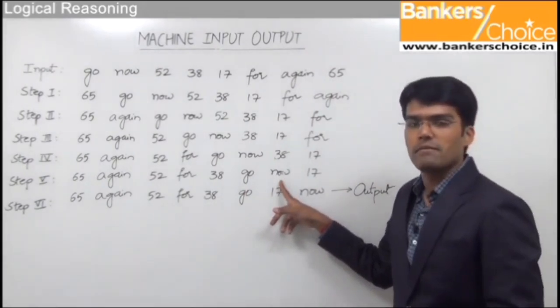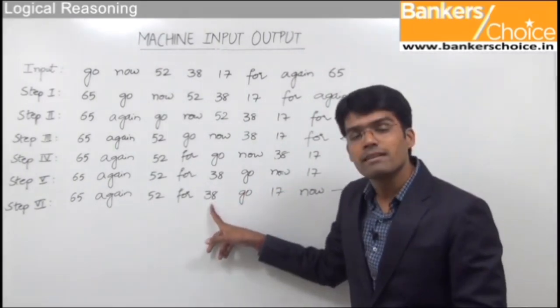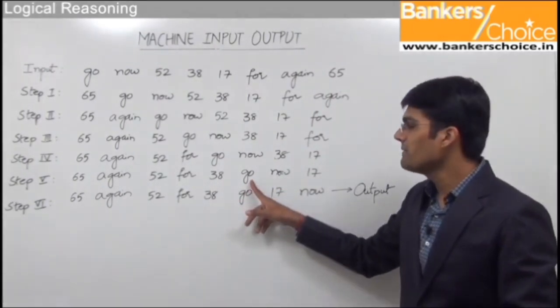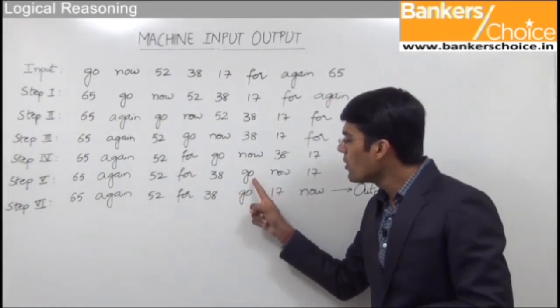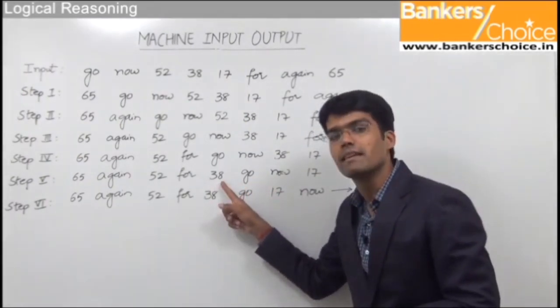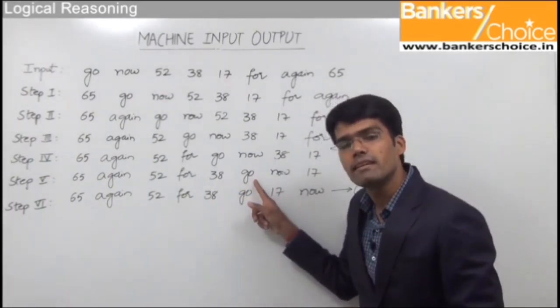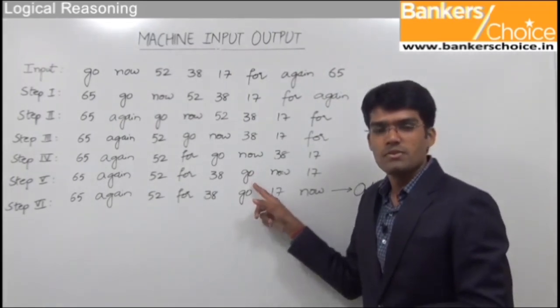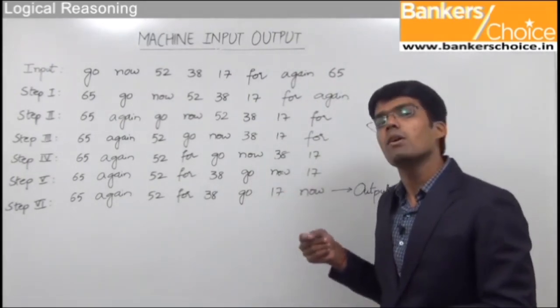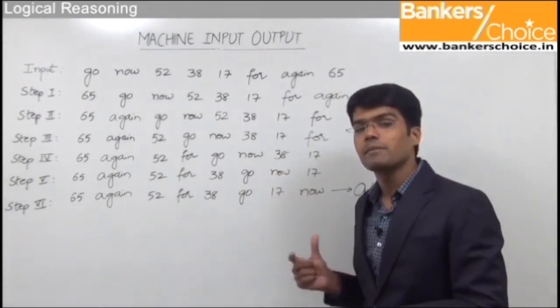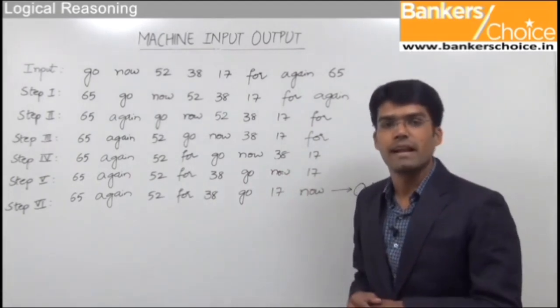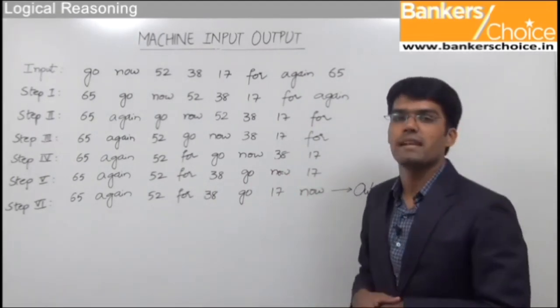As we are following the alphabetical order, the word which should come after 38 should be go. And if we observe in step 5, go comes immediately after 38. That means it is already in the correct position. So when a particular element, that is a word or number, is already in its correct place, we need not disturb that and simply move on to the next element.